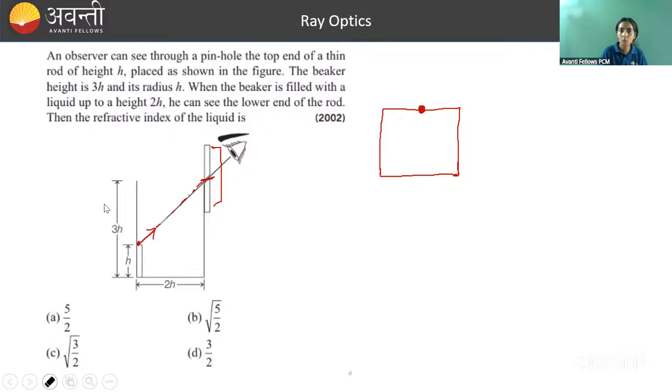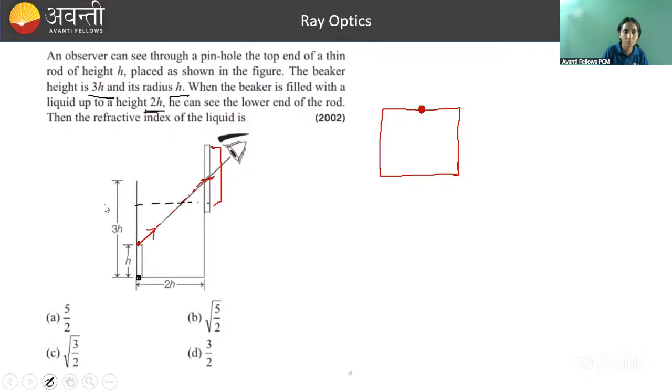यानी कि to see the whole of rod, condition should be what? It is able to see the bottom part of the rod also. So let's say it is able to see this part also. And for this, what we are doing? We are adding water. So the beaker height is 3h and its radius is h. When the beaker is filled with a liquid up to height 2h, so up to height 2h, we are filling it with water. ठीक है.